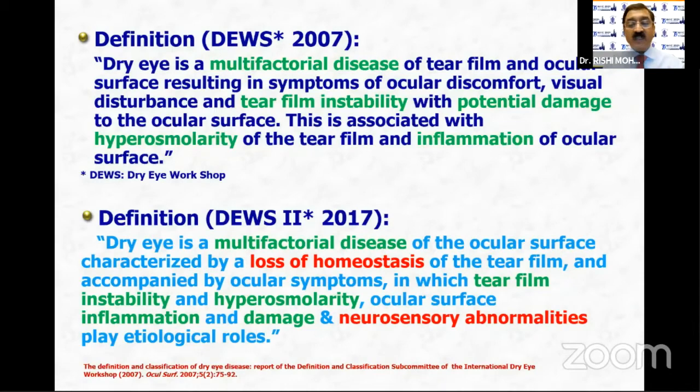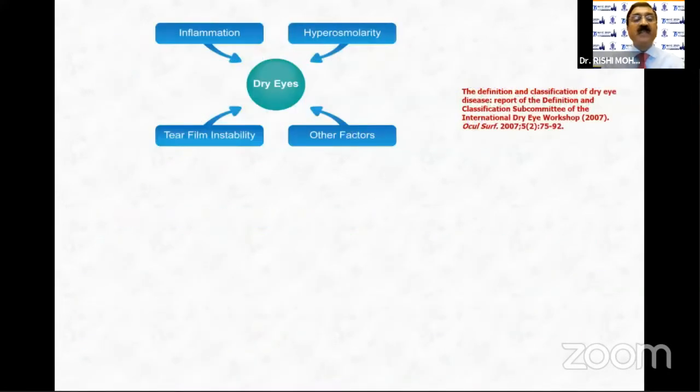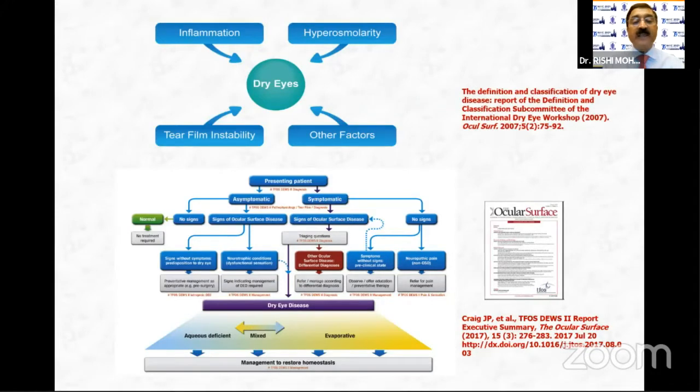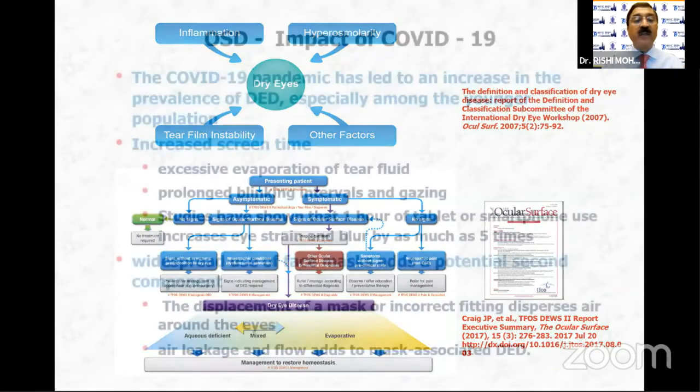But the loss of homeostasis of the tear film and the addition of neurosensory abnormalities, which play etiological roles, has been added. So this inflammation, hyperosmolarity, and tear film instability, along with other factors, were part of the key events that were happening to perpetuate or to create a dry eye. And now, of course, it's become far more complex, with asymptomatic and symptomatic patients being added, those with signs and those with symptoms only. And at the end, there are people with neuropathic pathologies, with pain, which are the newer understandings, the neurotrophic conditions with dysfunctional sensations. These are the new things that have been added in the definition, and the spectrum has become much wider and far better now than it was a decade ago.